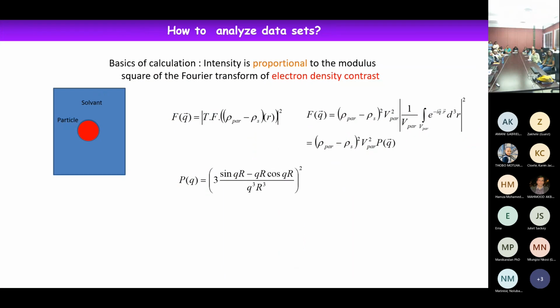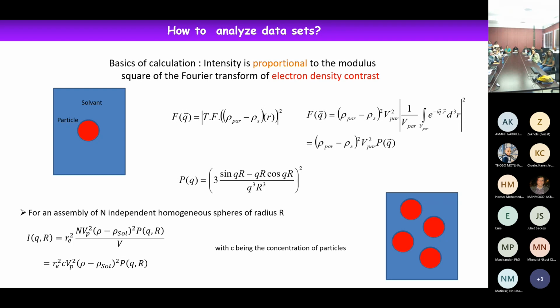I need to go a little bit into the details of the calculation. If you just put a particle in a solvent, you can work this out. You will get the Fourier transform of the density of the particles minus the one of the solvent. That's what you are going to measure. If you try to calculate this, you will end up with an amplitude which is given by this relationship, in which the Q dependence is given by this equation. That's not very difficult to calculate. You can put this into a computing program and calculate it.